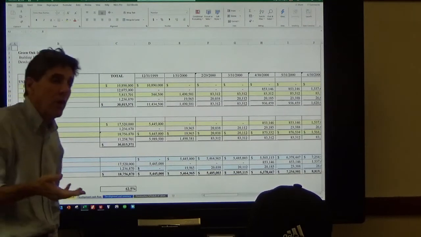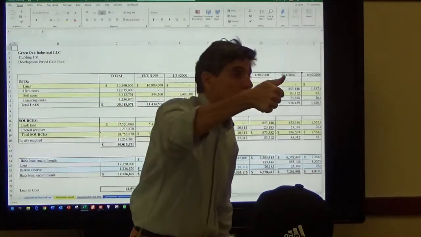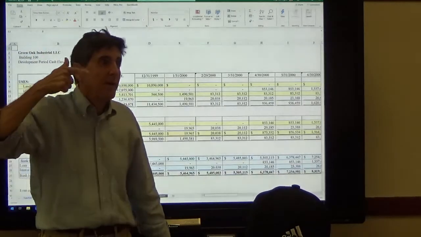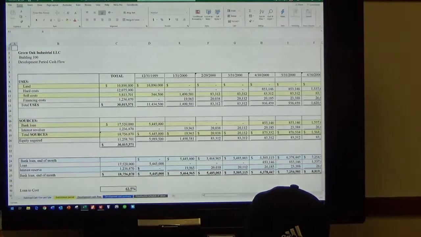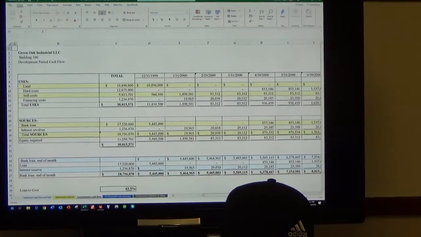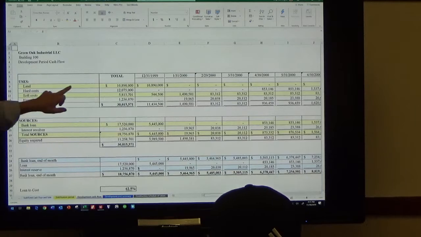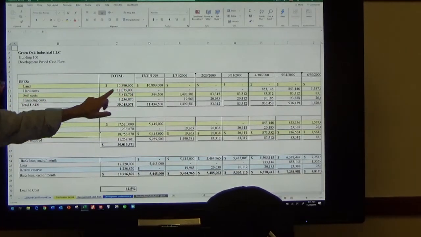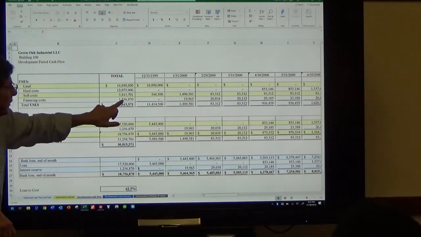What are my sources of funds? I got a bank loan, equity, and a revolver. What's the revolver? The interest reserve, to pay the interest on the money that the bank is loaning me. So I gotta buy land, I gotta pay my hard costs, I gotta pay my soft costs, and I gotta pay my financing.